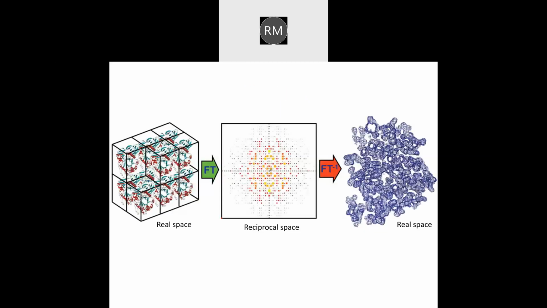So what you do here, you have a crystal. This is a schematic of the crystal where the real molecules are packed in a lattice. Then you produce X-rays, you shine X-rays on them, and you produce diffraction patterns.